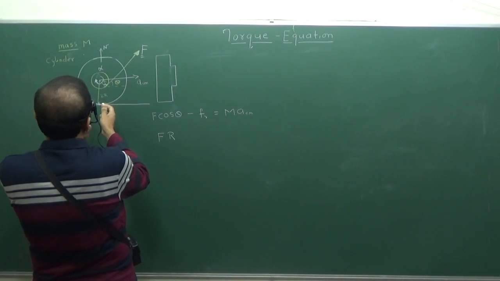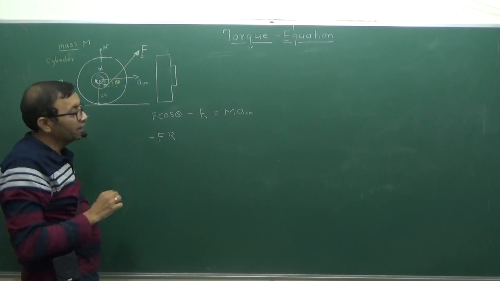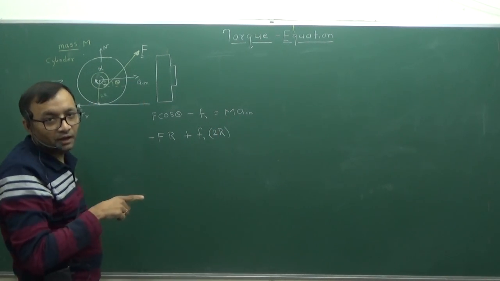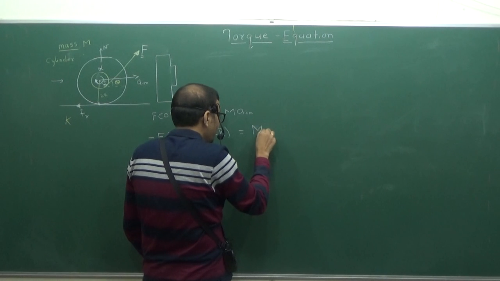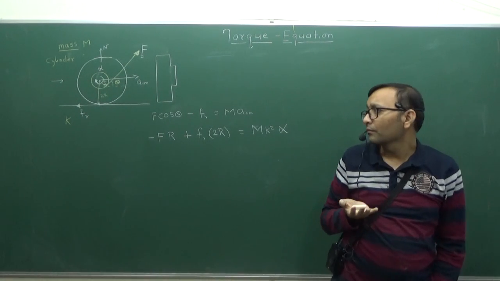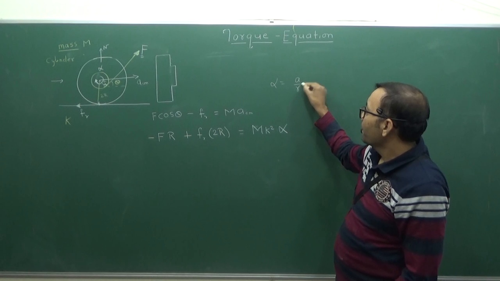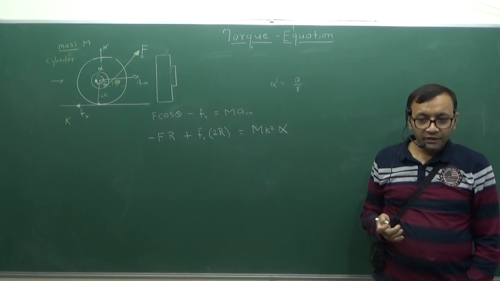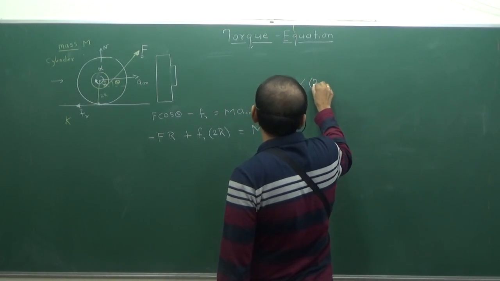So F into R is torque in this way, but alpha is in the opposite direction, so minus F into R. Then plus friction into 2R. This is the total torque about the center of mass. This should be equal to I CM, which is M K square times alpha. So you can solve this, and alpha is equal to A by R. This is also the constraint equation, rolling without slipping. A by 2R. A is equal to alpha into 2R.